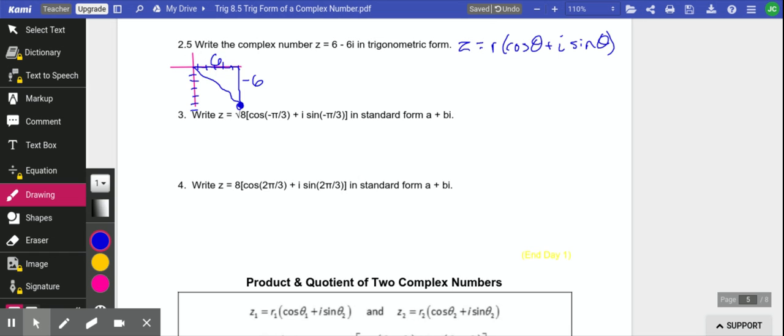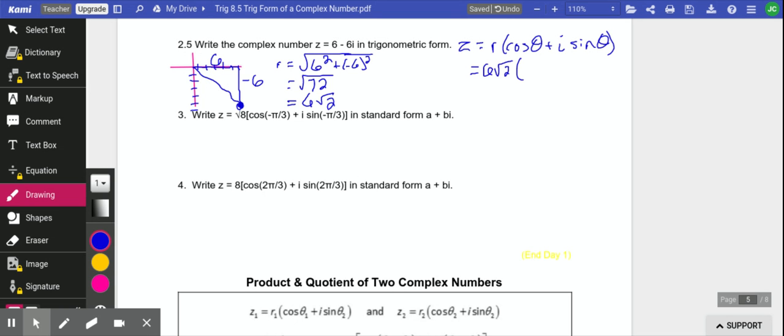All right, so we need to figure out what r and theta are. First we'll start with r. That's just going to be Pythagorean theorem. So it's going to be the square root of 6 squared plus negative 6 squared, which is 36 plus 36. That's the square root of 72. Let's simplify that down to 6 root 2, factor tree, or however you want to do that. So we know that r is 6 root 2.